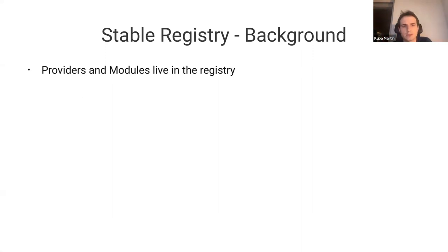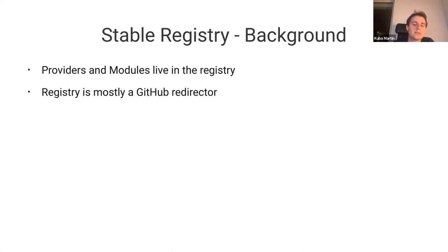And then there's the second topic, the stable registry. To give you some background, Tofu uses providers and modules. Providers, as I said, are those connectors to cloud providers, while modules are basically pre-coded sets of infrastructure that you can reuse across your projects. And both of those things live in a registry. The registry is used for discoverability, and it's used to download those things. But really, the registry is mostly a GitHub redirector. So it's a metadata hosting service primarily, and the artifacts, generally, there are exceptions, live in GitHub.